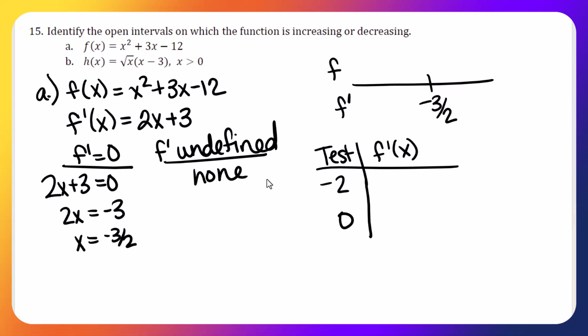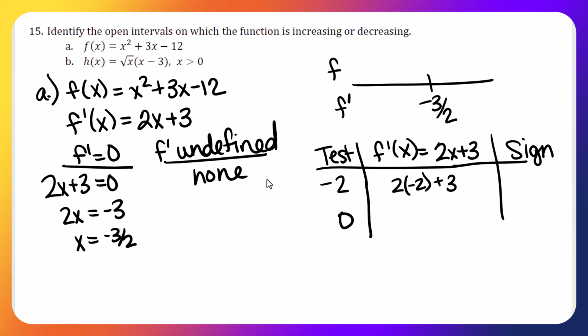So f prime of x, which is 2x plus 3. So if we plug in negative 2, I would have 2 times negative 2 plus 3. So that's going to be negative for negative 2. So that's giving me a negative. So that tells me my original function is decreasing.